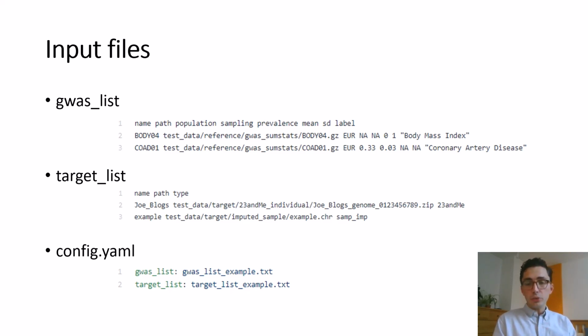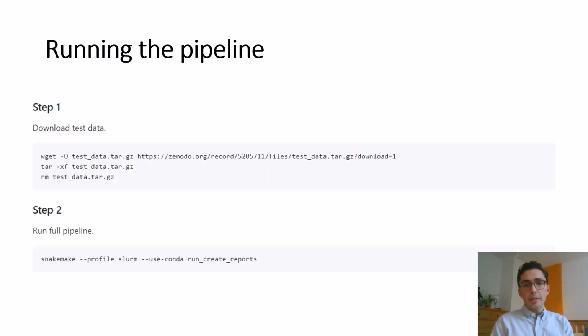Lastly, you'll need a file called config.yaml, which describes the location of the GWAS and target list files. Then actually running the whole pipeline just takes a single line of code. I provided some test data for new users to experiment with, which can be downloaded.